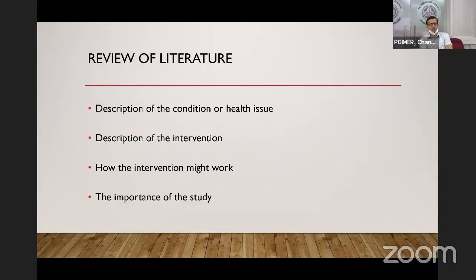You have to explain which previous studies have explained the signaling pathways, or how the intervention might be working on that receptor. So you have to do the framework and compile the previous studies and give the data. And then comes the importance of the study, why you want to do this study, what the rationale is, and how you hypothesize.